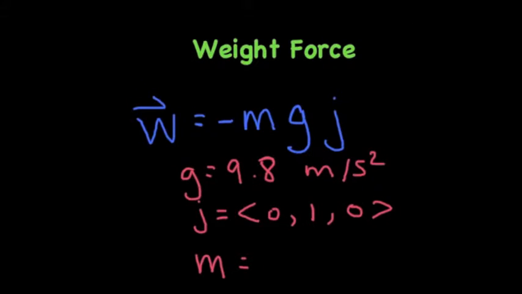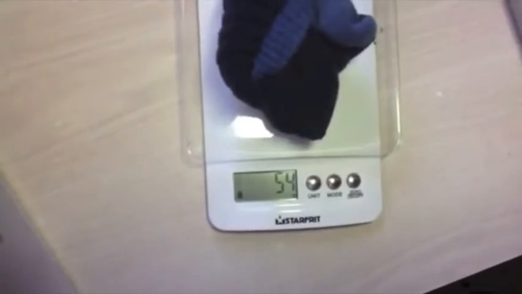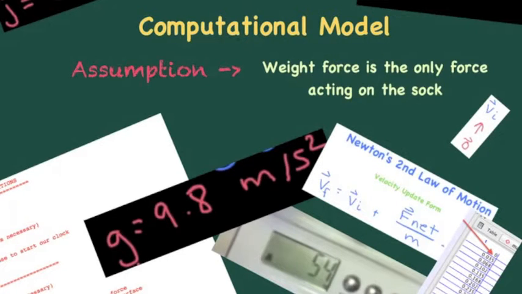We can almost calculate the weight force on the sock. All we're missing is the mass of the sock. In SI units, that's 0.054 kilograms. We now have enough information to build a computational model with Python based on the assumption that weight force is the only force acting on the sock.